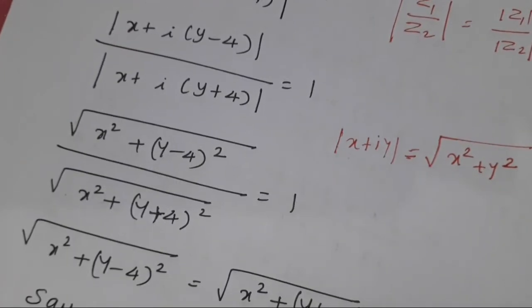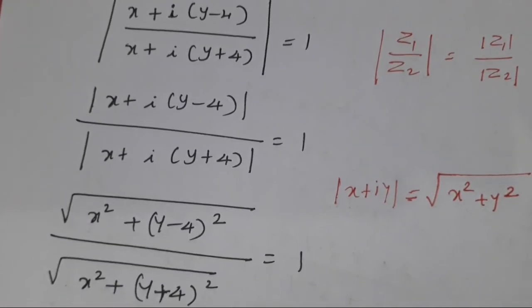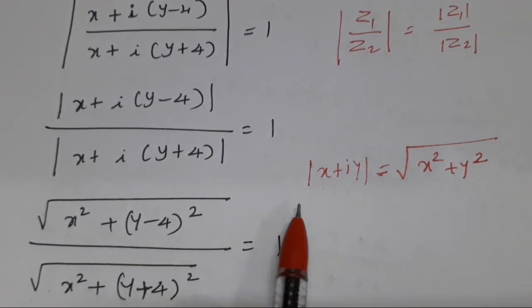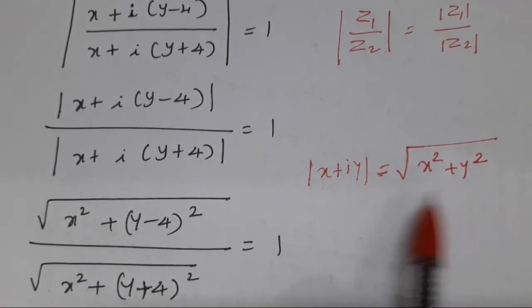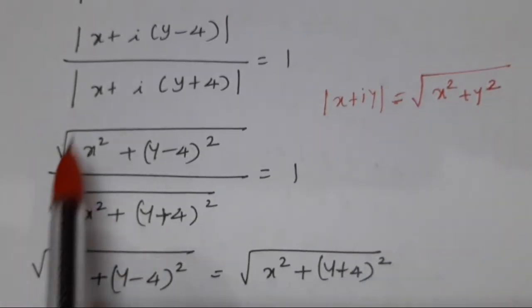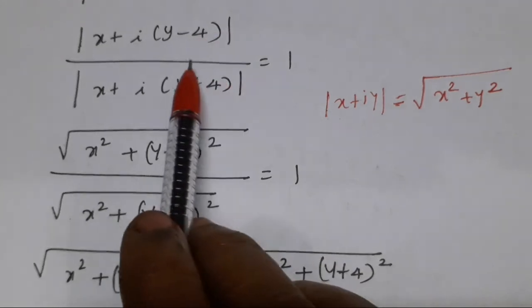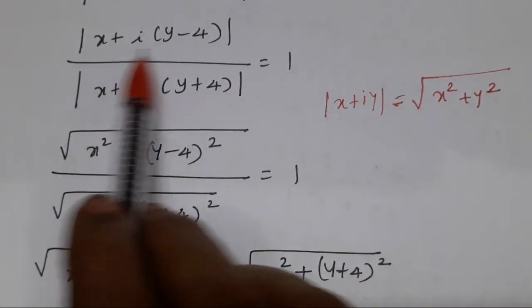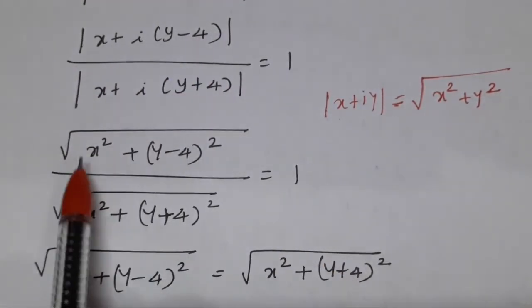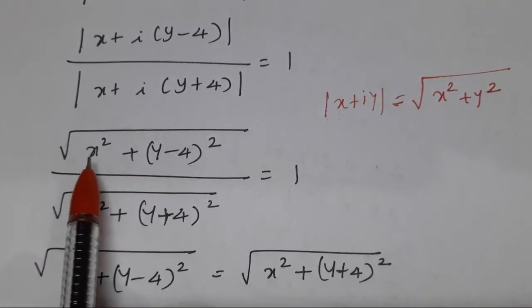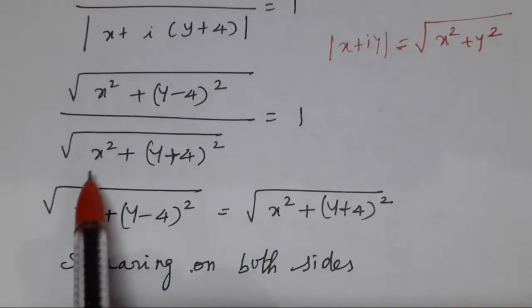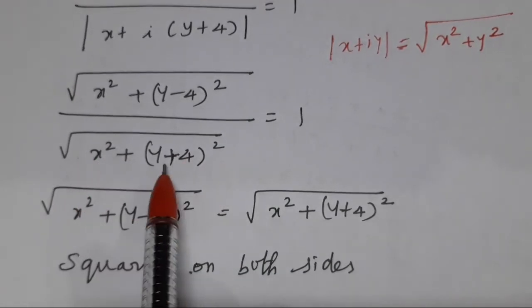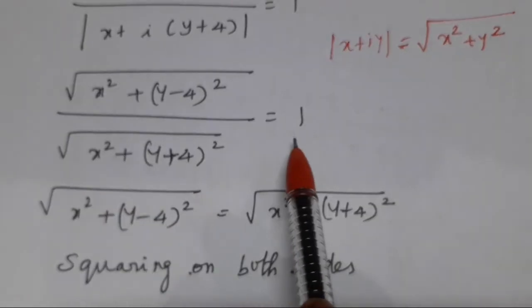Now listen, modulus of x plus iy equal to root of x square plus y square, the real part square plus imaginary part square. Here what is the real part? For our numerator, x is the real part, y minus 4 is the imaginary part. So square root of x square plus (y minus 4) the whole square, divided by square root of x square plus (y plus 4) the whole square, equal to 1.